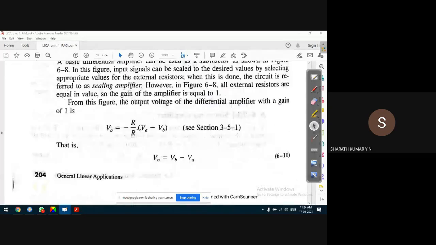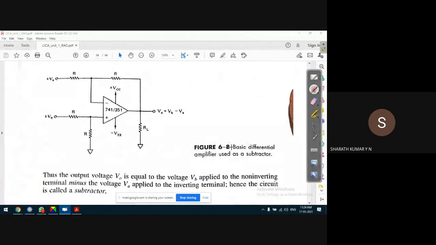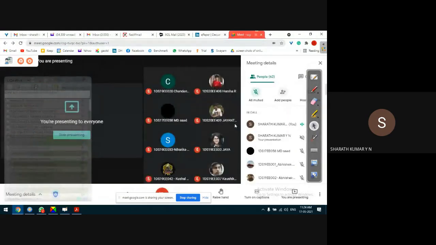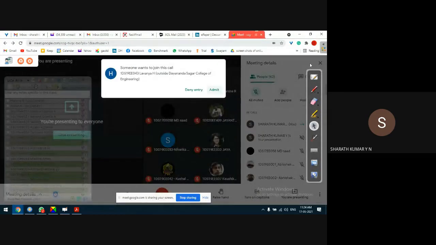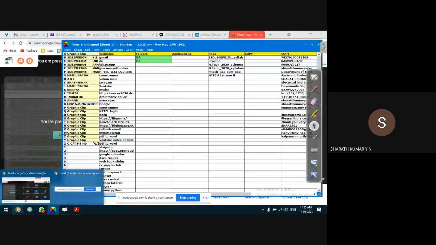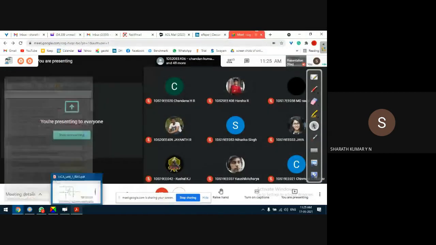The figure is 6, and let me jump to, yeah, this is the basic differential amplifier, which acts as a subtractor. Okay, here we go. Just hold on a second. I need to take the screenshot so that it serves as an attendance purpose. I showed in the last class. Somebody already left. Yeah, something like that. Just a second. It is already recorded. Here we go.